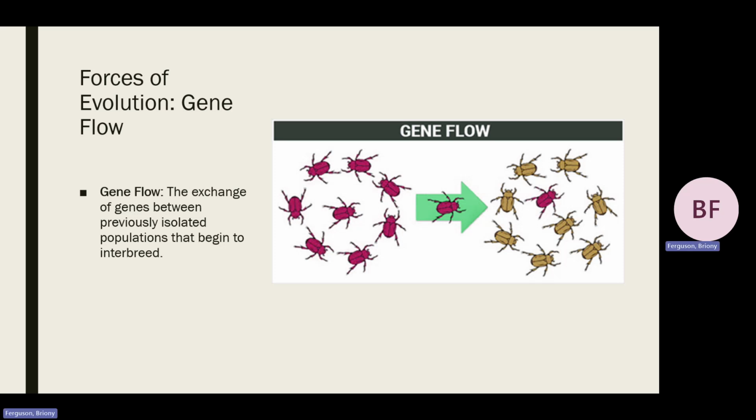We also have gene flow, and this is the exchange of genes between previously isolated populations that then begin to interbreed. This is going to be things like if you think about breeding different dogs. Let's say you have a lab and a golden retriever. They've been separated for a while, enough that they have two completely separate populations. They don't interbreed, but they are still part of the same species.